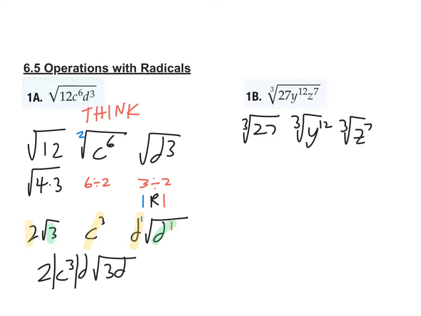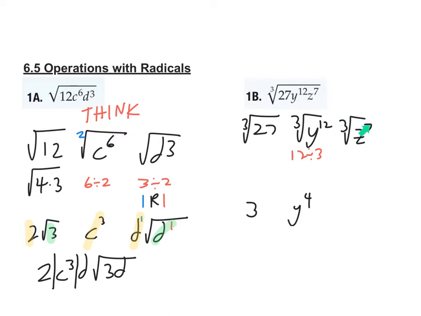Again, I want to think of them as three separate things. Easy, easy, a little tougher. Give that a shot, pause it, and see what you come up with. All right, cube root of 27, easy, 3. Cube root of y to the 12th, 12 divided by 3, that just gives 4, y to the 4th. Again, nothing under the radical, we're good.